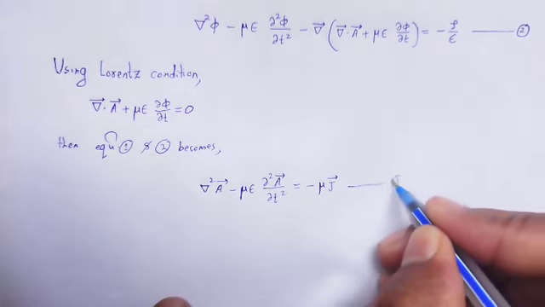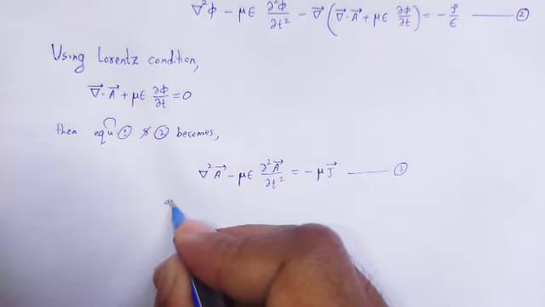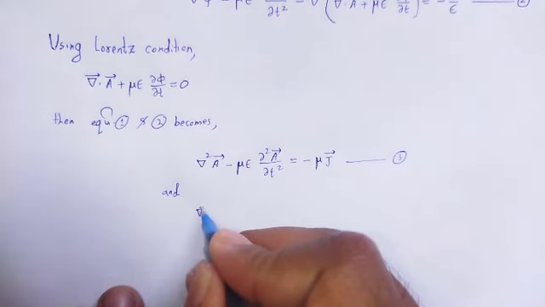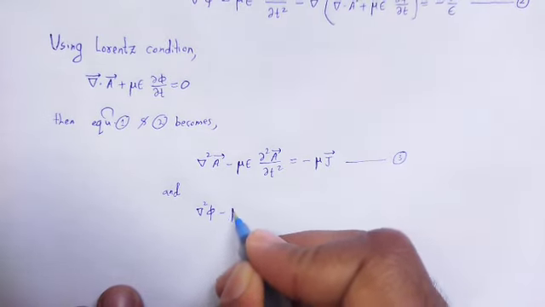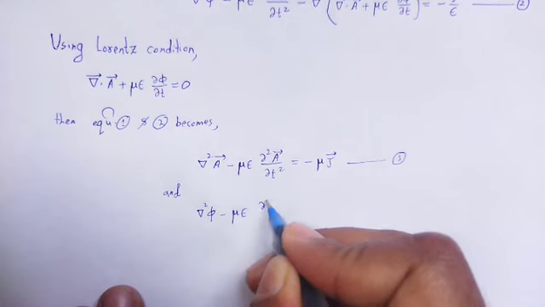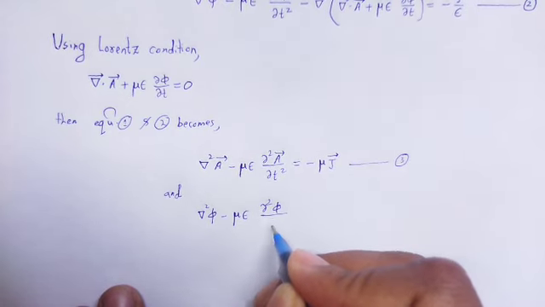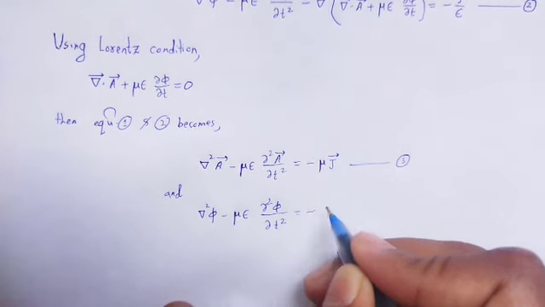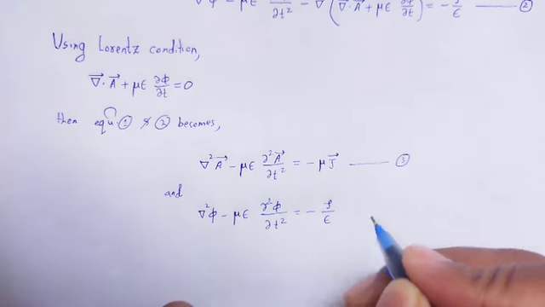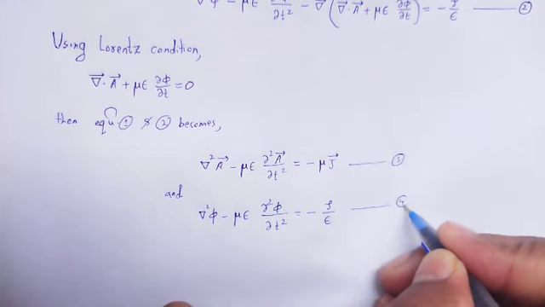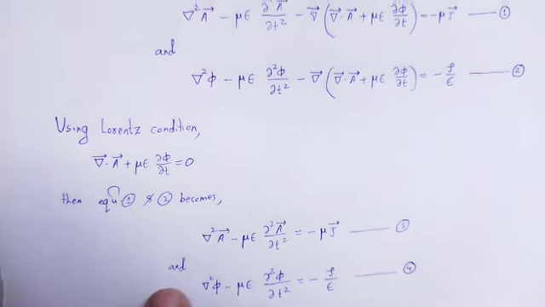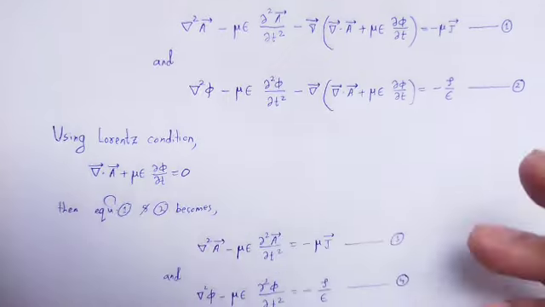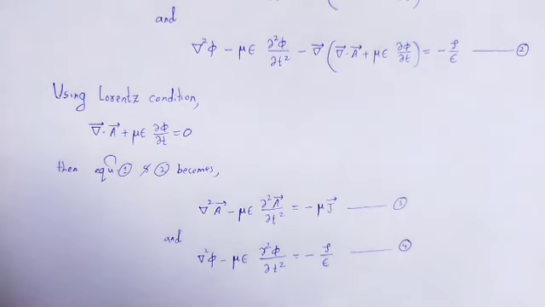That is equation number 3. And equation number 2 changes to grad square phi minus mu epsilon del square phi by del T square is equal to minus rho by epsilon. That is equation number 4. By using that Lorentz condition, equation 1 and equation 2 are reduced to equation number 3 and equation number 4.